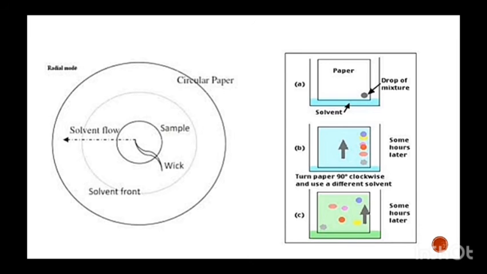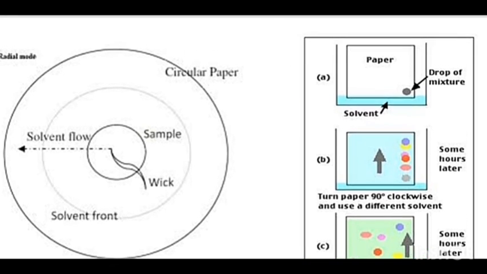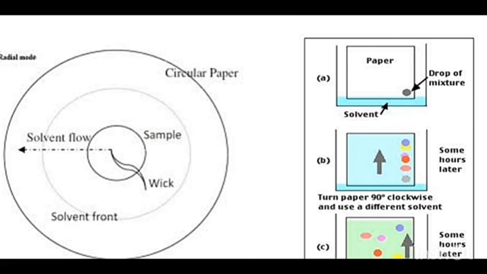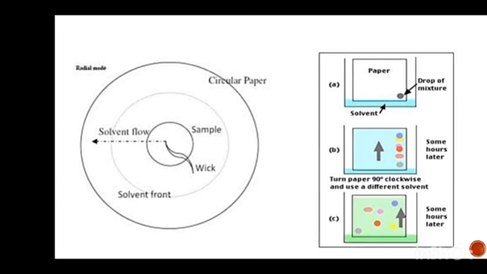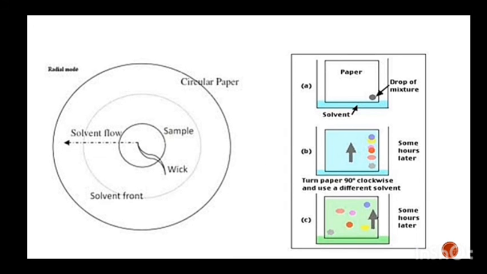The fourth type is two-dimensional paper chromatography. In this type, the solvent is passed through two different angles of the paper, like given in the diagram. The first angle is where the paper is kept vertically and the solvent is allowed to pass through the paper. Then after some time, the paper is turned 90° clockwise and the solvent is again allowed to pass through the paper. This is two-dimensional paper chromatography.